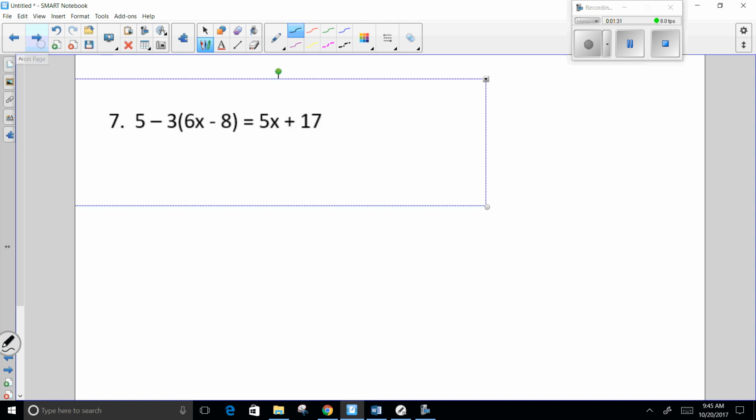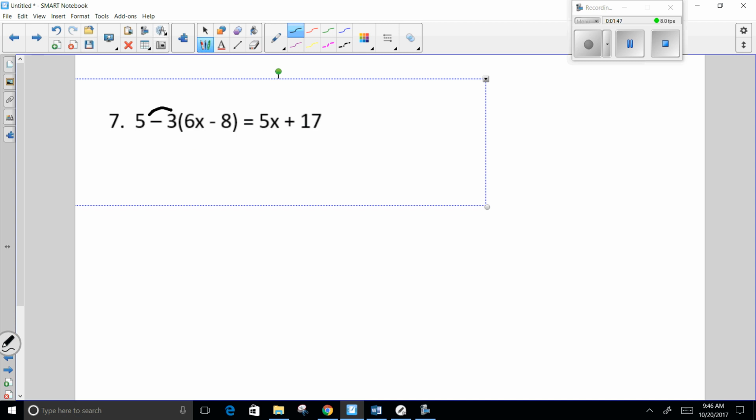Okay. Now, we're going to look at a fairly difficult one. We have lots of things going on the left side. We have distribution, we have addition, subtraction, and we have variables on both sides. If you just go step by step, it's not too difficult.